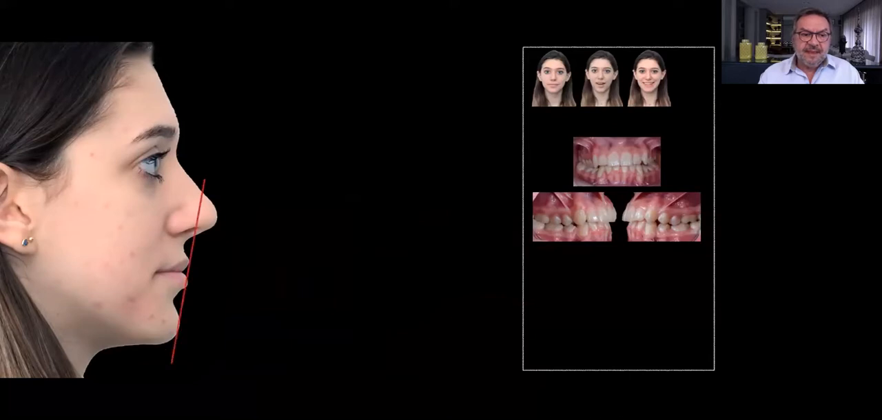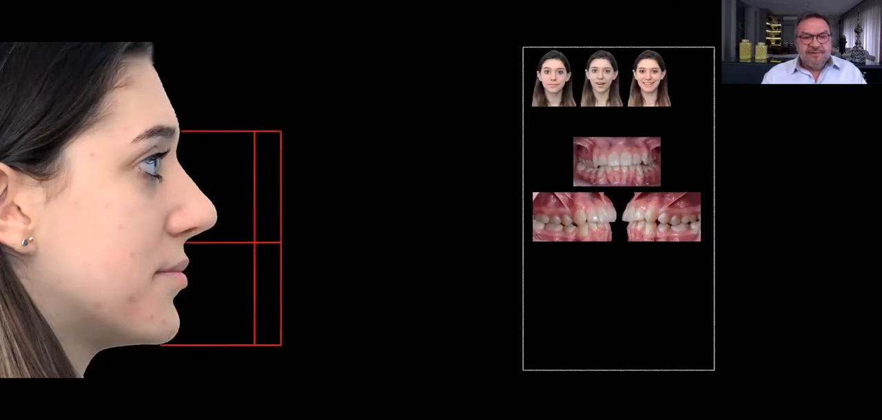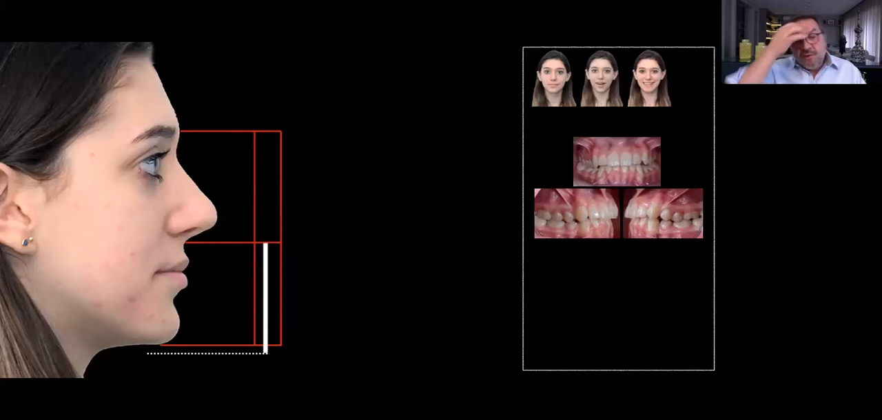Upper arch, lower arch, and good smile. We have a little problem with the middle line. The chin was a little bit forward. The lower facial height was decreased. So if the lower facial height was decreased, we cannot decrease it more, okay?